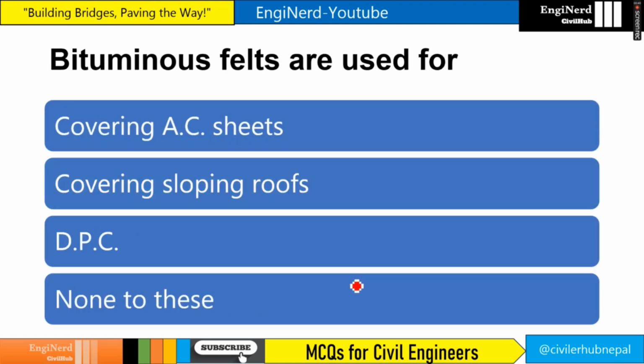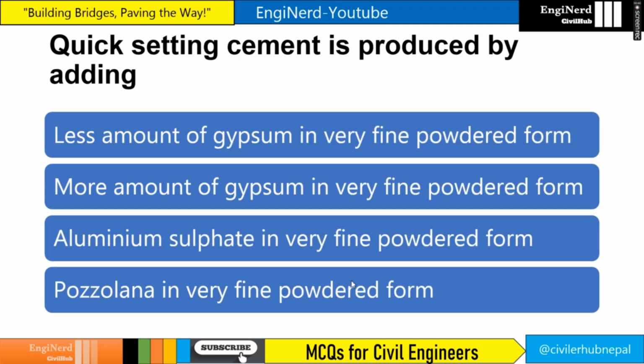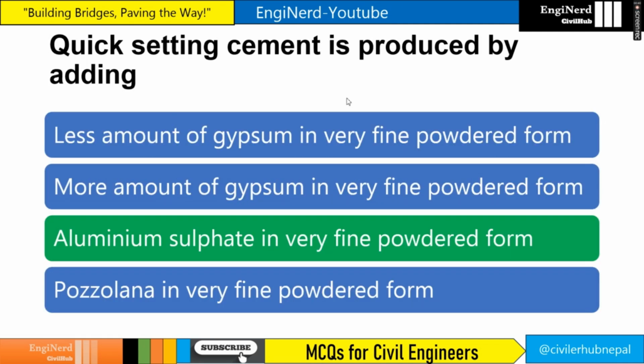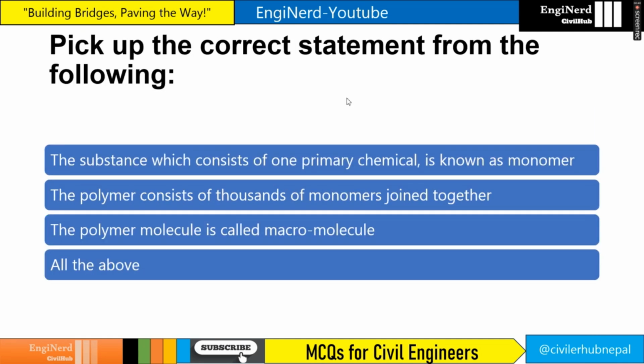Bituminous felts are used for covering AC sheets, right? So the answer is covering AC sheets. Quick setting cement is produced by adding aluminum sulfate in very fine powder form. If you see here, fineness of grinding and a small percentage of aluminum sulfate accelerate the setting action of quick setting cement, right? The answer is aluminum sulfate in very fine powder.